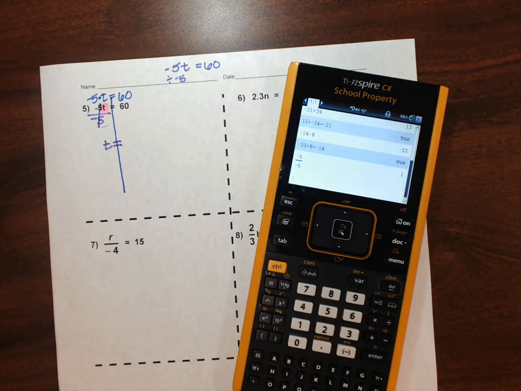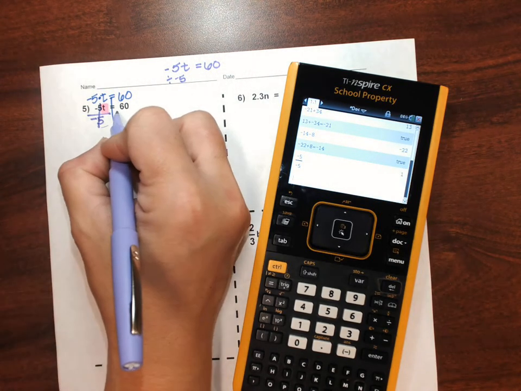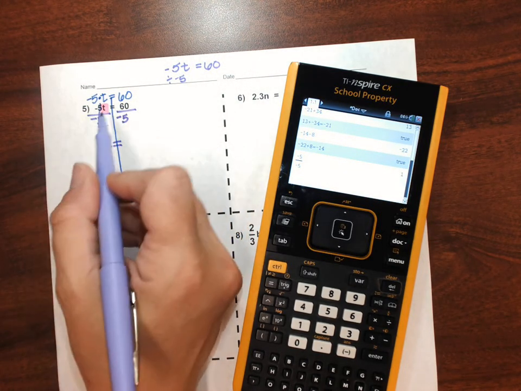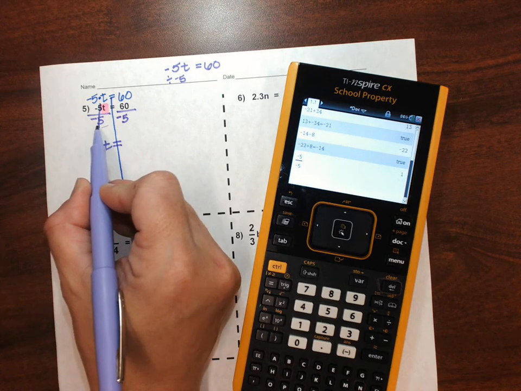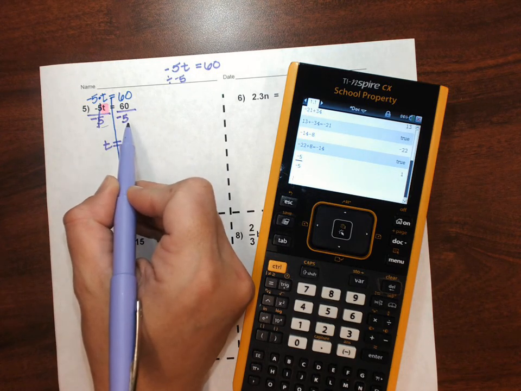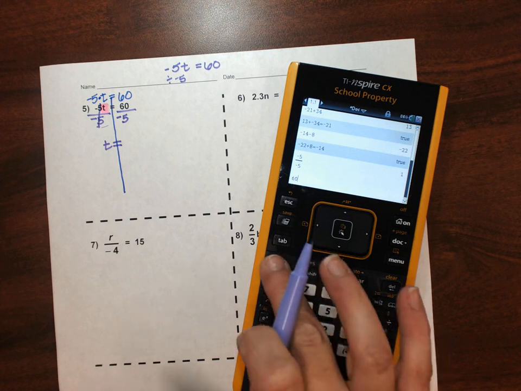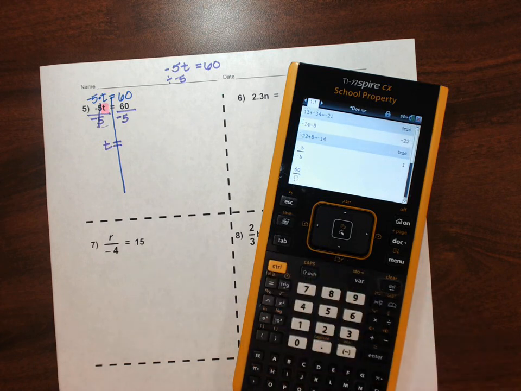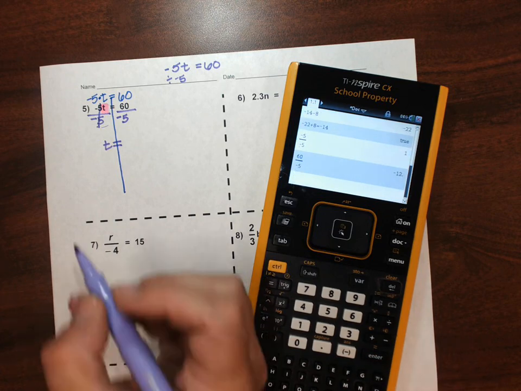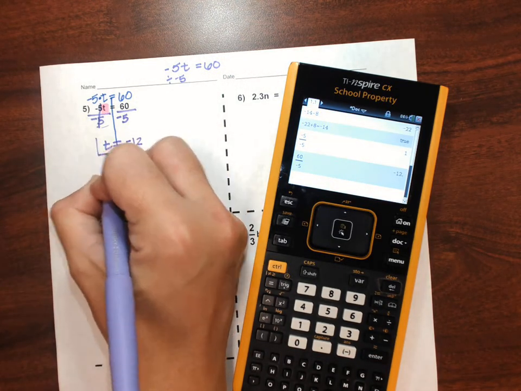We've isolated the variable. Now remember balance. What I do to the left side, I go do to the right side. See how I divided by -5 on the left? I divide by -5 on the right. So 60 divided by -5. And that gives me -12.